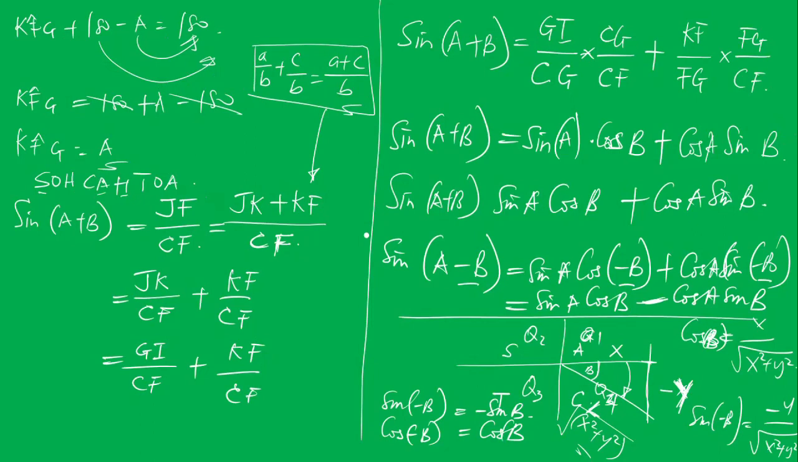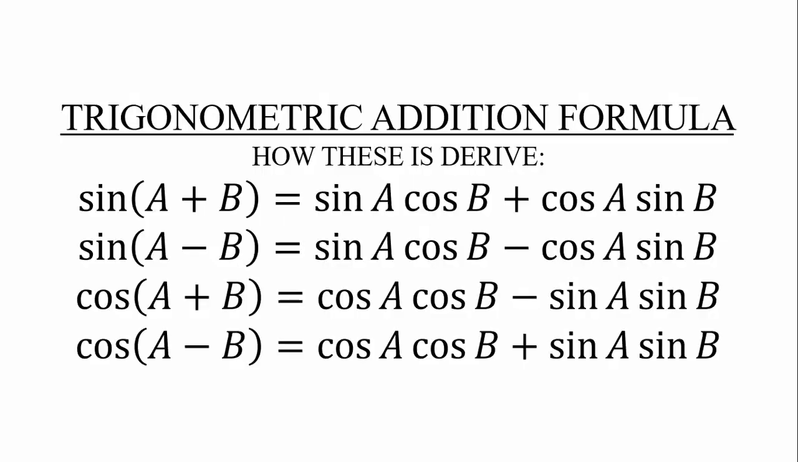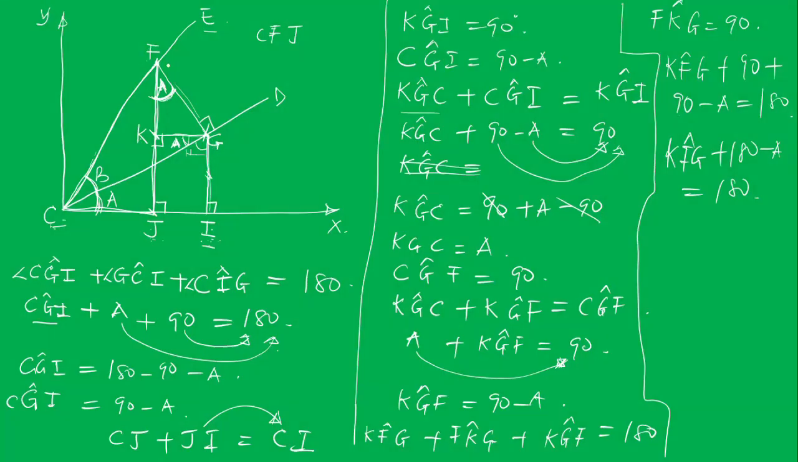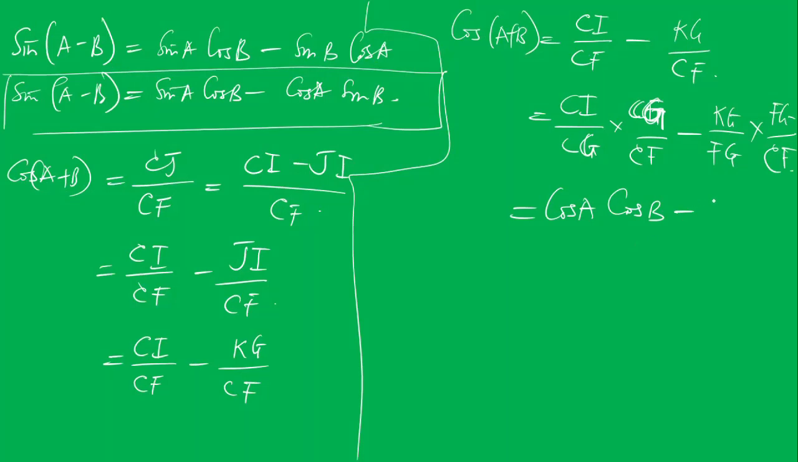Now the next thing is the next one. Let me see. You have KG all over FG. So KG is opposite to angle A divided by the hypotenuse. So you have sine according to SOHCAHTOA, where sine is equal to opposite all over hypotenuse. So this expression, KG is opposite to angle A divided by the hypotenuse, so opposite all over hypotenuse, which is sine A.